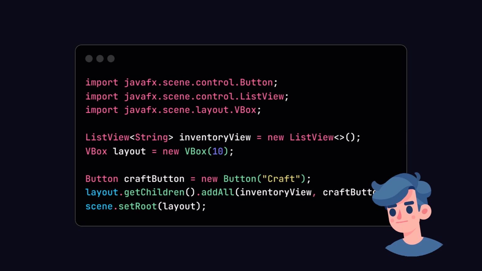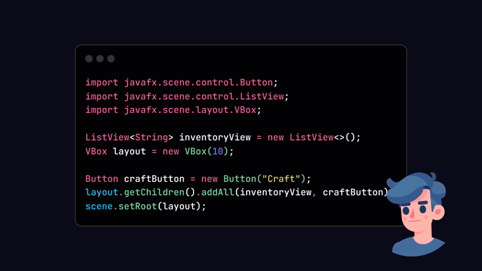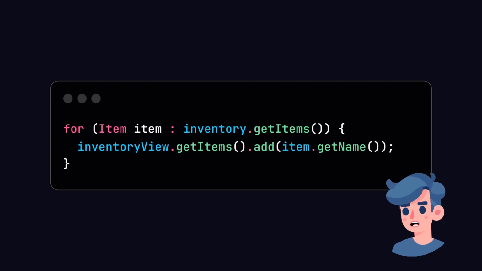To make this crafting system user-friendly, we should create a simple UI to display the inventory and allow users to select items for crafting. Let's use JavaFX to enhance our app's UI. In this code, we're using a simple vertical layout that includes a list view for our inventory items and a craft button. Make sure to populate the inventory view with the items present in the inventory class.